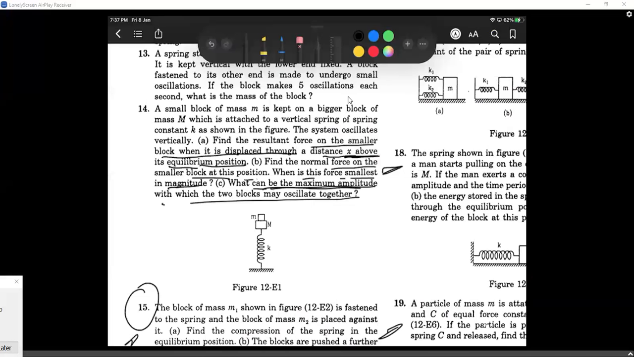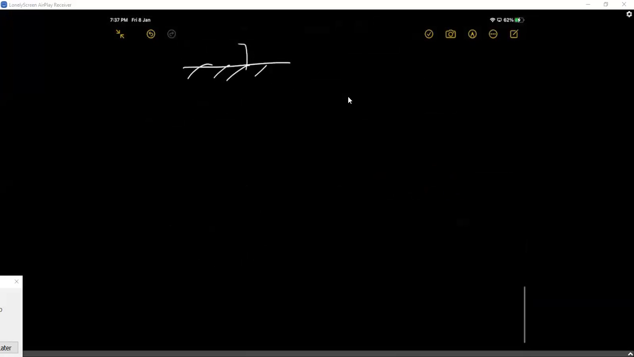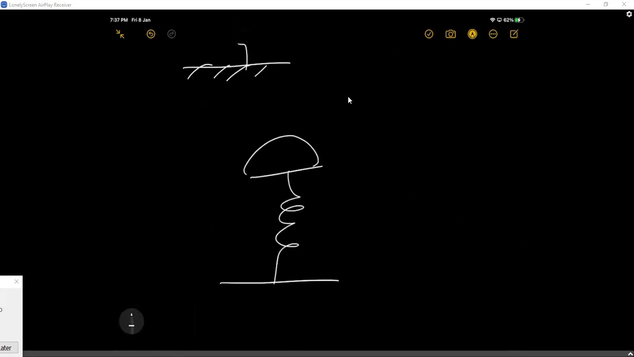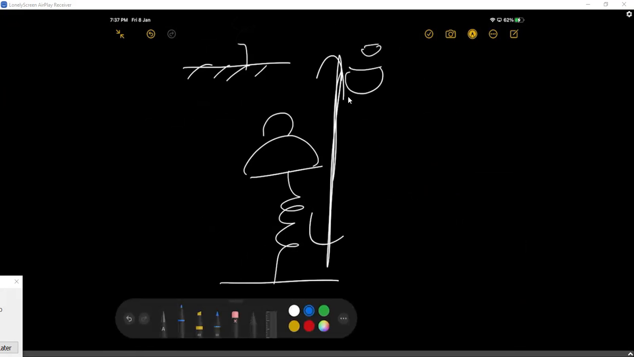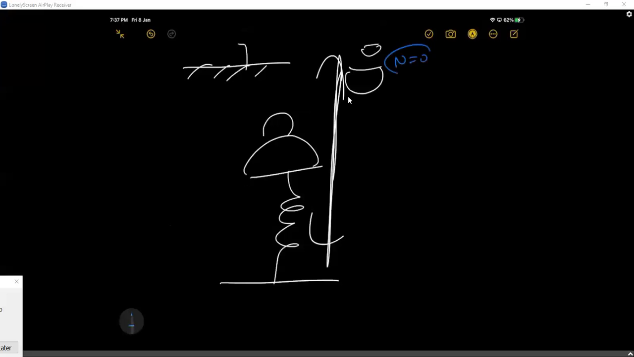Now in the same book, in the third question, what can be the maximum amplitude at which they can oscillate together? If the blocks oscillate way too much, intuitively there is a point where they might separate. So what you have to do is, at the amplitude, take the normal force as 0 and try to find the amplitude at that point. Take the normal force equal to 0 in this. Yeah, tell me.